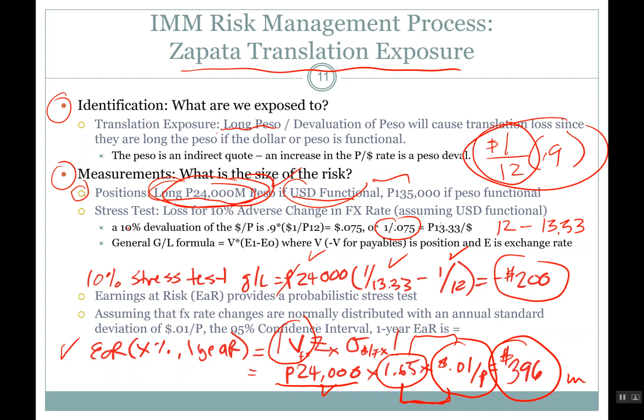That will be a standard reported exposure for this company, most likely. And what that 396 means is, based on our position of 24,000 pesos and a standard deviation of 1 penny per year, using a normal distribution figure of 1.65, I have a 5% chance of losing $396 million or more.